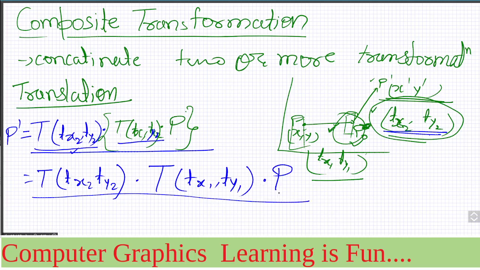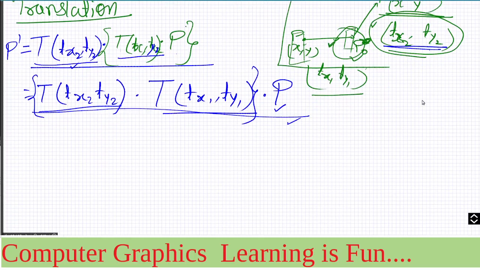Very easy to understand. This was the original P. We multiplied it with this translation matrix, and whatever the result we get, we multiply with this. Is it possible to multiply these two first, and whatever the result is, multiply it to the P matrix? Yes, it is possible. So, this matrix is what? In your homogeneous coordinates, how do you write this translation matrix?